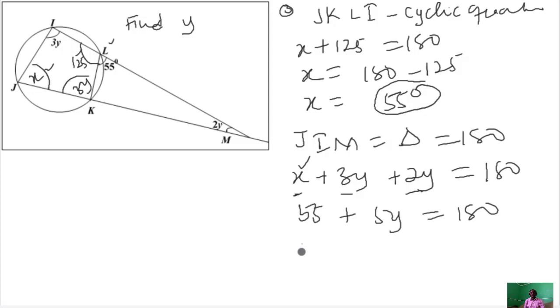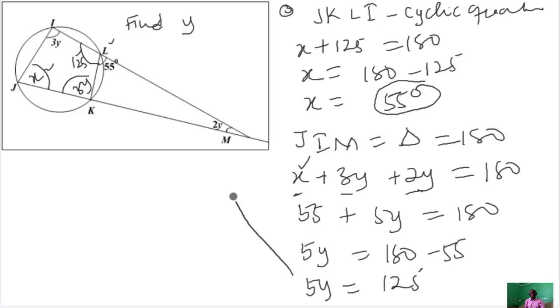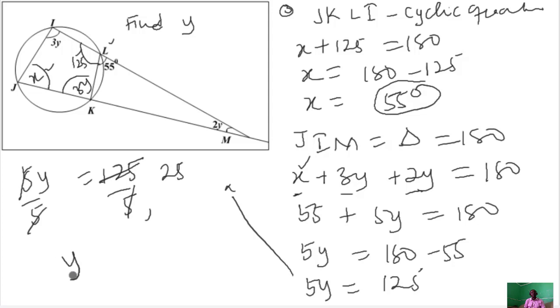So what we can see is that 5y will be 180 minus 55. Therefore, 5y will give us a result of 125. So when we solve it, we divide both sides by 5. It's equal to 125 over 5. So this will cancel this: 5 here 1, 5 here 25. So our y will give us 25 degrees.